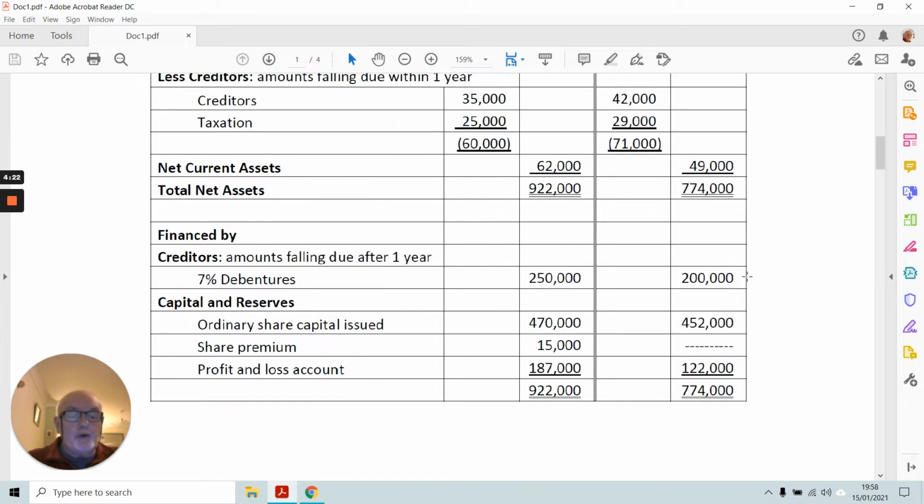At the end of last year, we owed our debenture holders 200,000 euro. Now we owe them 250,000. In the absence of any other information, we can assume that we borrowed a further 50,000 from them. And then looking at our shares, at the end of last year, we had issued 452,000 euro worth of shares. Now it's 470, so we must have sold an extra 18,000 shares. And we brought in not just 18,000, but an extra 15,000 as well, because we sold them at a premium. So the 18,000 euro brought in 18 plus 15, 33,000 euro.